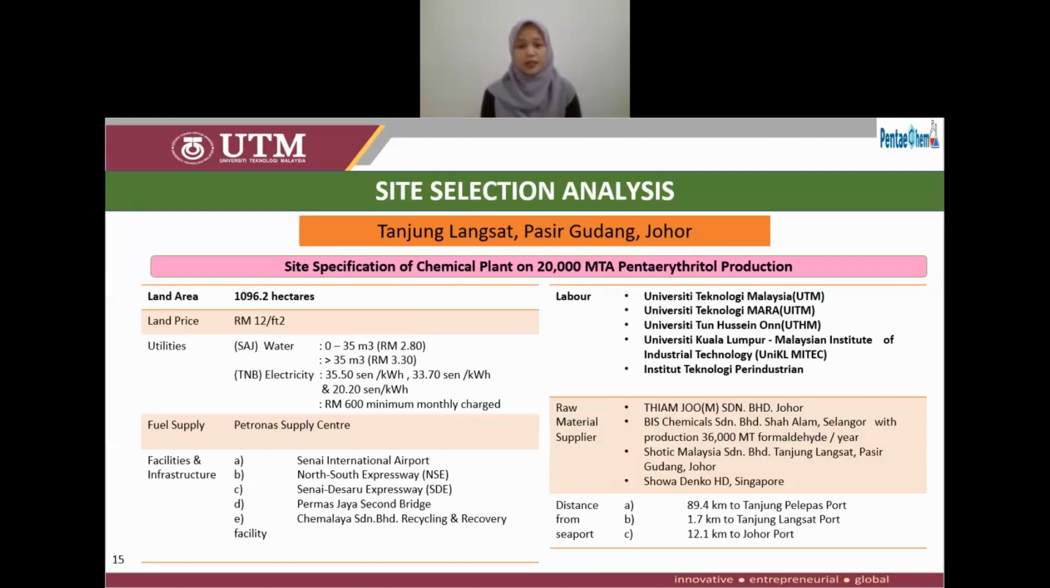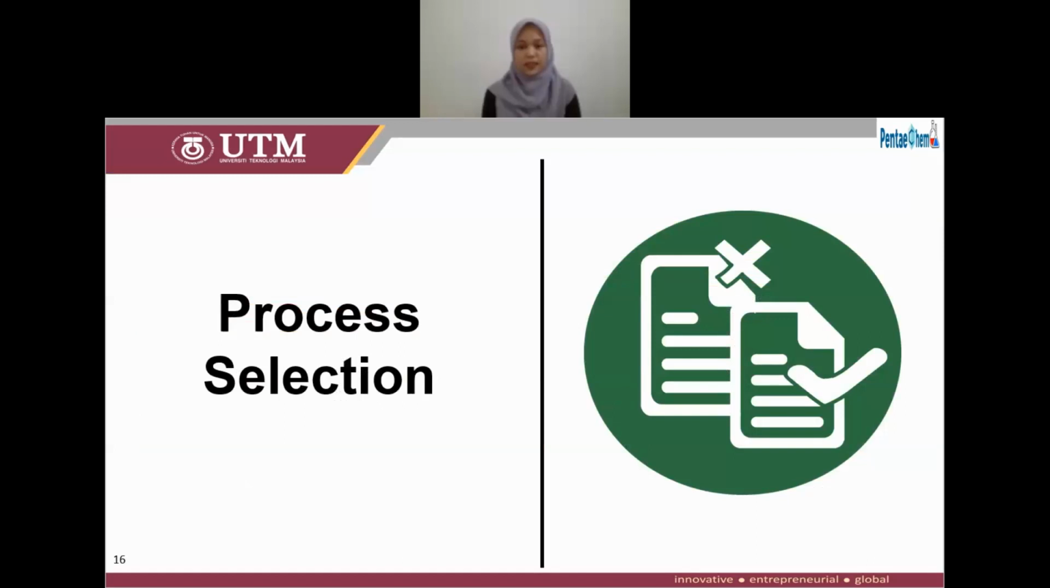So this is the site specification for our plant. The land area available is 1,096.2 hectares, and the land price is 12 ringgit per square feet. The utilities are water supply from SAJ and electricity from TNB, and the fuel supply from Petronas supply center due to the pipe running through the southern regions of Johor. This is the facilities and infrastructure, and the labor, and also the raw material supply for formaldehyde, acetaldehyde, and sodium hydroxide. And this is the distance from the seaport to our plant.